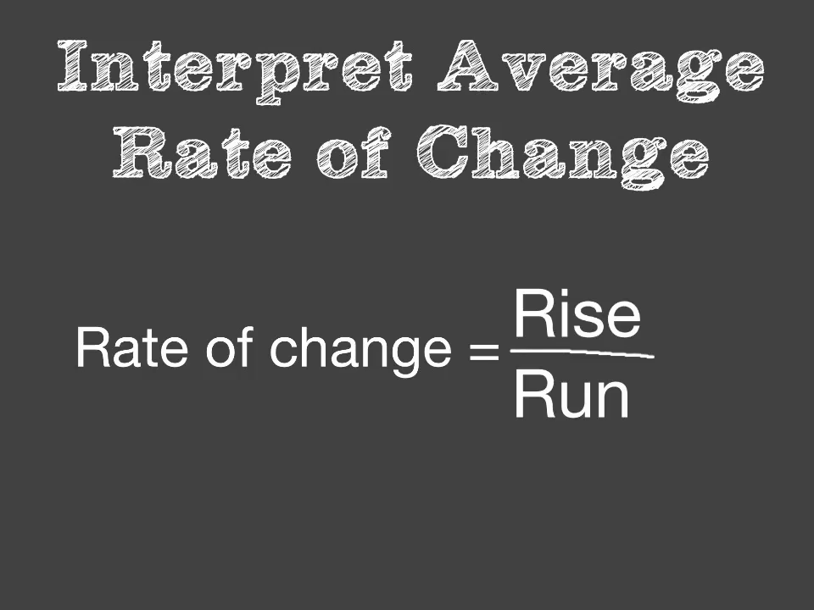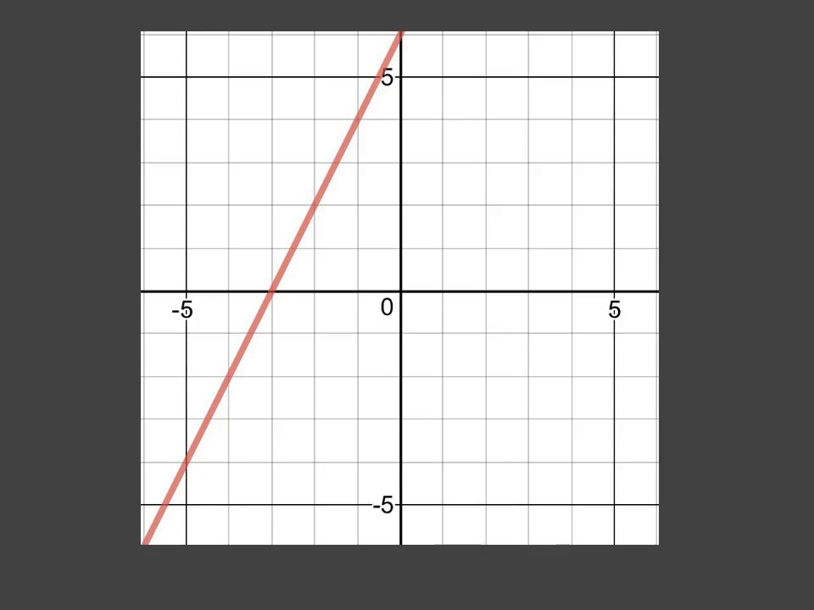In this video, you are going to learn how to interpret the average rate of change. But before we can interpret it, we have to know what it is and we have to know how to calculate it. So the rate of change is simply rise over run in a graph, which we have done before. So let's look at the most simple example that there is, a perfectly straight line.